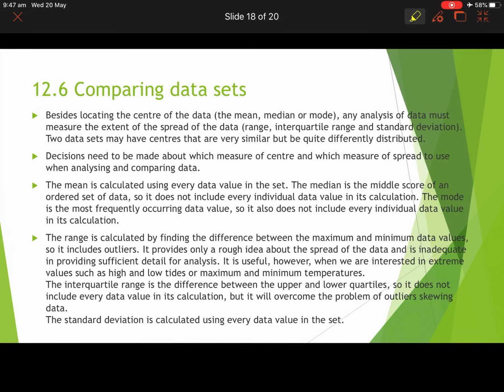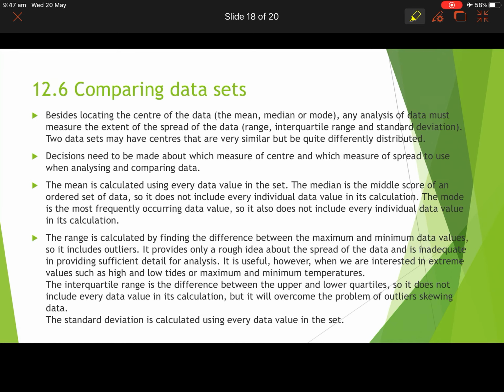Alrighty, so today we're looking at the last little bit for univariate data, and it's comparing data sets. What it pretty much is looking at is having two sets of data, or possibly more, and then comparing them by looking at our measures of centre and measures of spread. With comparing data, I've got a lot of information here which is important to read through, so I'll just go through and highlight some key parts.